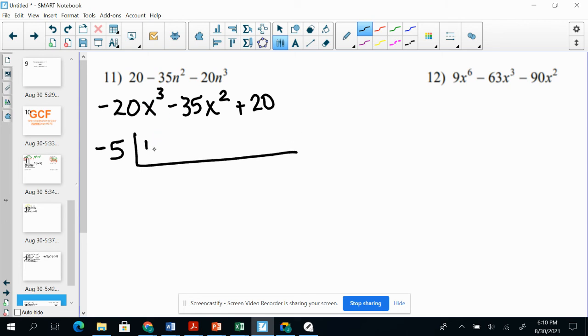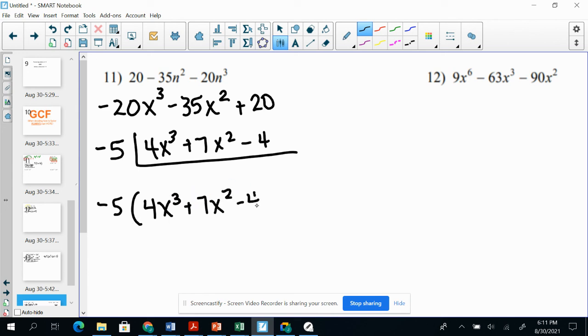So I'm going to end up with a positive 4x cubed, plus 7 actually, because we want it to be a negative. Negative 5 times positive 7 is negative 35x squared. And then negative 5, and there I did it again, I got excited. A negative times a negative will give me a positive, so we're going to put a negative 4. Negative 5 times 4 gives me a negative 20. Negative 5 times 7 gives me a negative 35. And negative 5 times a negative 4 gives me a positive 20. So then our GCF is a negative 5, and we got 4x cubed plus 7x squared minus 4.